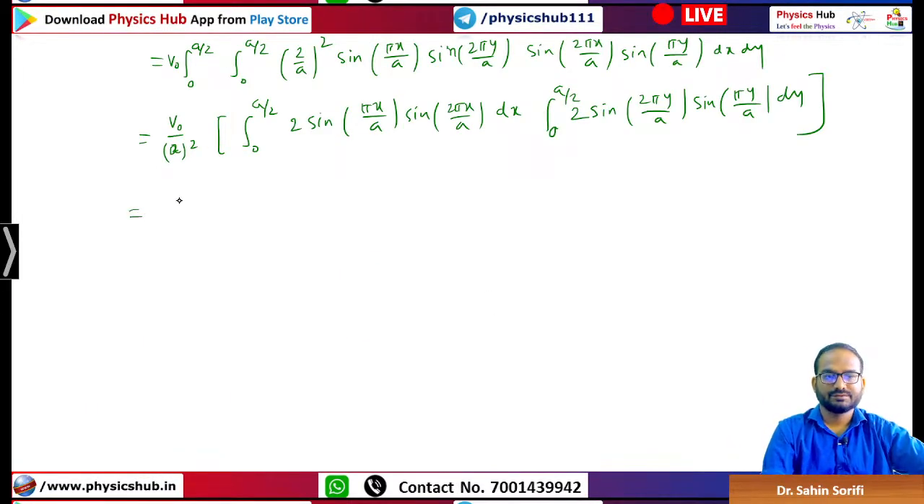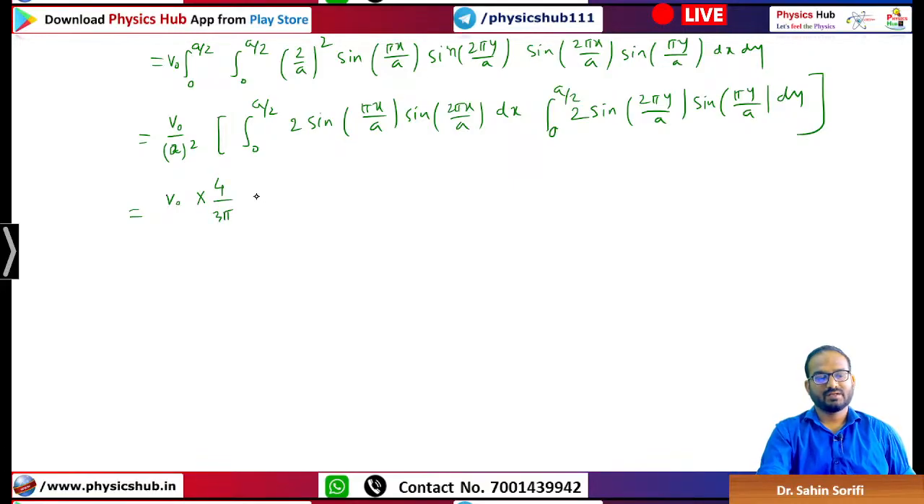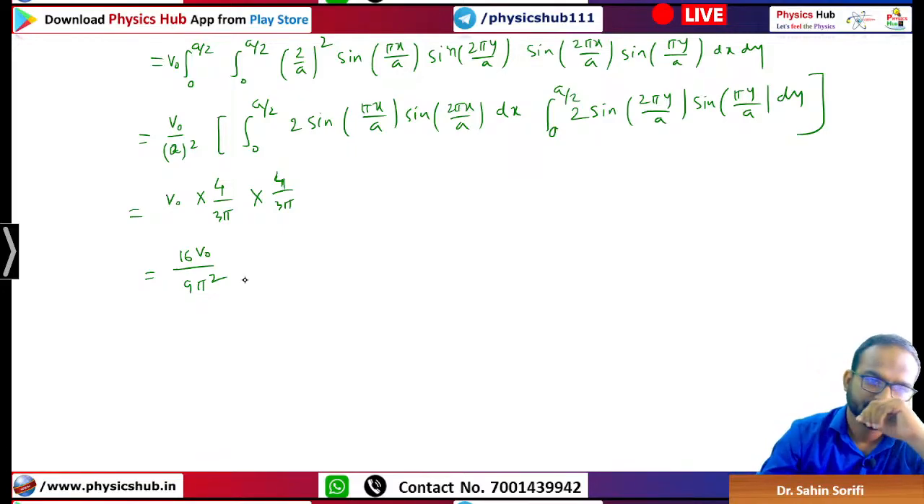So this is equal to V naught by a square and this integration 2 sin a sin b. So you can apply the formula and you will get 4 by 3 pi, 4 by 3 pi, and this will become 16 V naught by 9 pi square. Okay.